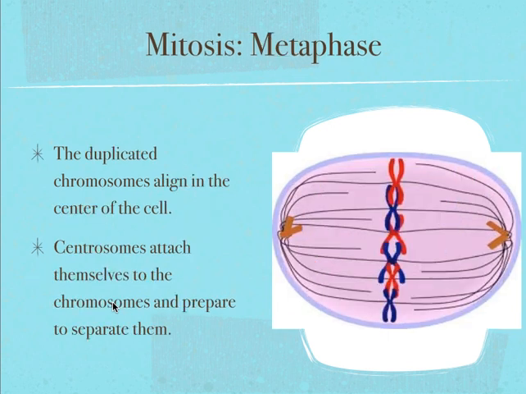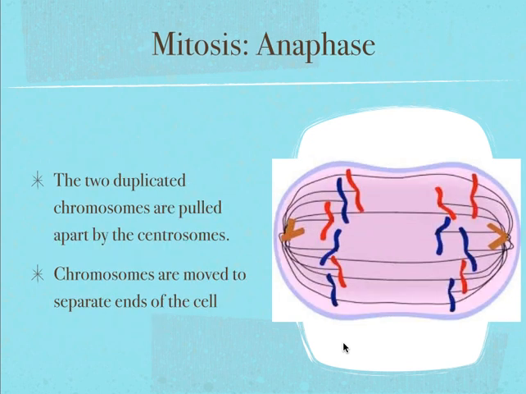So going back really quickly, in metaphase we have these duplicated chromosomes. So remember, this is somatic cells, so there are 46 chromosomes. They're duplicated right now, so 46 duplicated chromosomes. And in anaphase, these duplicated chromosomes are pulled apart by the centrosomes. And the centrosomes move these duplicated chromosomes to each end of the cell. So here now on one end of the cell we have 46 regular chromosomes, and on this side we have 46 regular chromosomes.